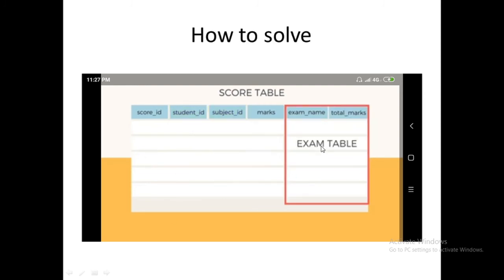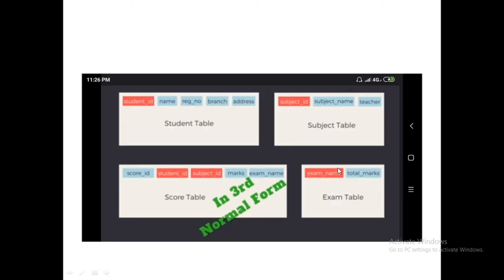And how to solve this problem? To solve this problem, remove the exam name and the total marks from the score table and make them another table, that is the exam table. Now the score table is in the third normal form. This table is in the third normal form, and the third normal form is the most important and adequate normal form in the database management system.